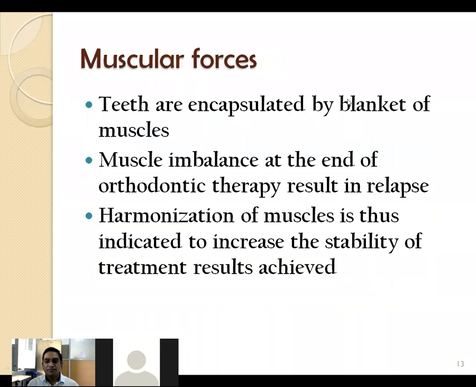Muscular force. As I said, muscles surround both the posterior and the anterior region, as well as the labial and the lingual sides. On the labial side are the buccinator muscle and the lips, upper lip and lower lip, and on the lingual side is the tongue. Due to a continuous force applied on both sides, if there is any imbalance between the force from the lip or from the tongue, it may also cause relapse.